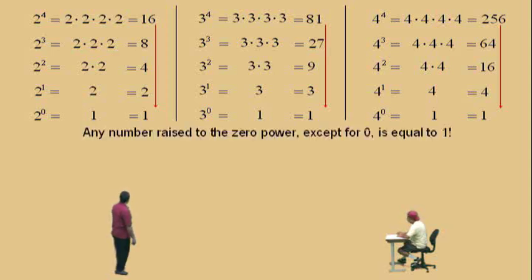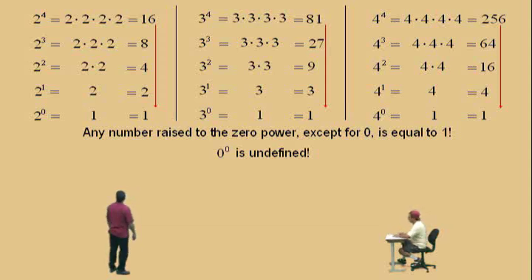So our conclusion is any number raised to the 0 power except 0 is equal to 1. It will not work with 0. Because notice, here we're dividing by 2s, here we're dividing by 3s, here we're dividing by 4s. We cannot divide by 0. So 0 to the 0 is undefined. That's the special case there. So any number raised to the 0 power except 0 is equal to 1.